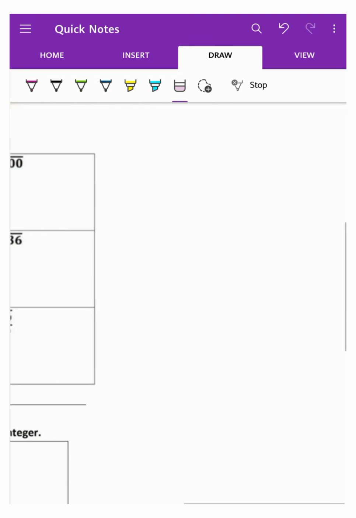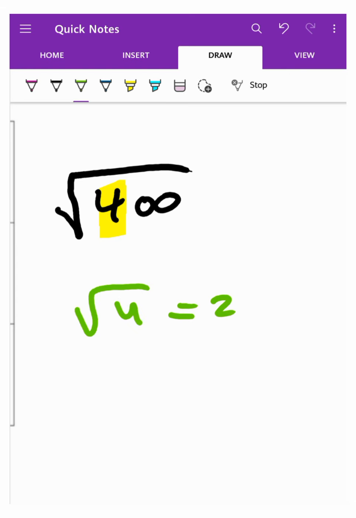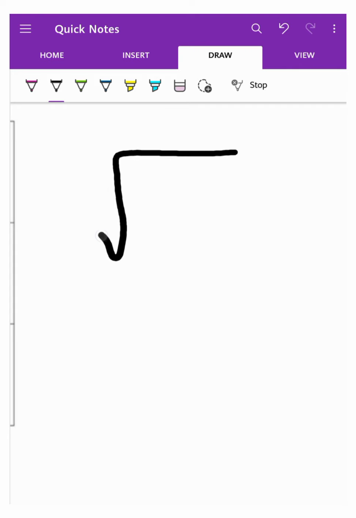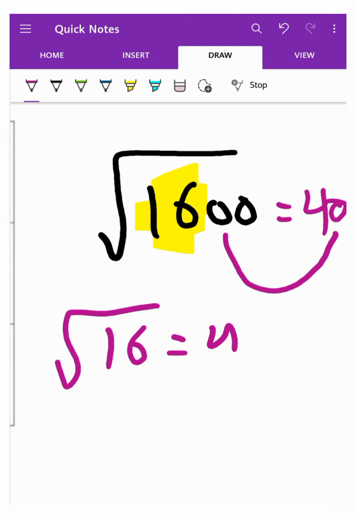First of all, if you have a square root of a number like 400, you take the perfect square here, which is 4. You know the square root of 4 gives 2, so the answer is 2, and you just take the 1 zero here, so it will be 20. Another example, 1600. You just deal with the 16, and you know that 16 gives 4, so I have 4 and take the zero here, so the answer is 40.